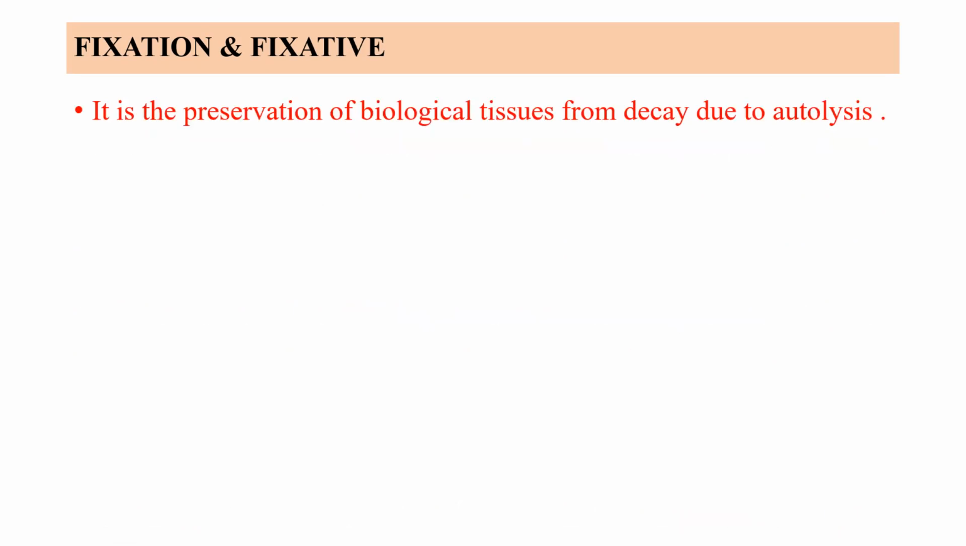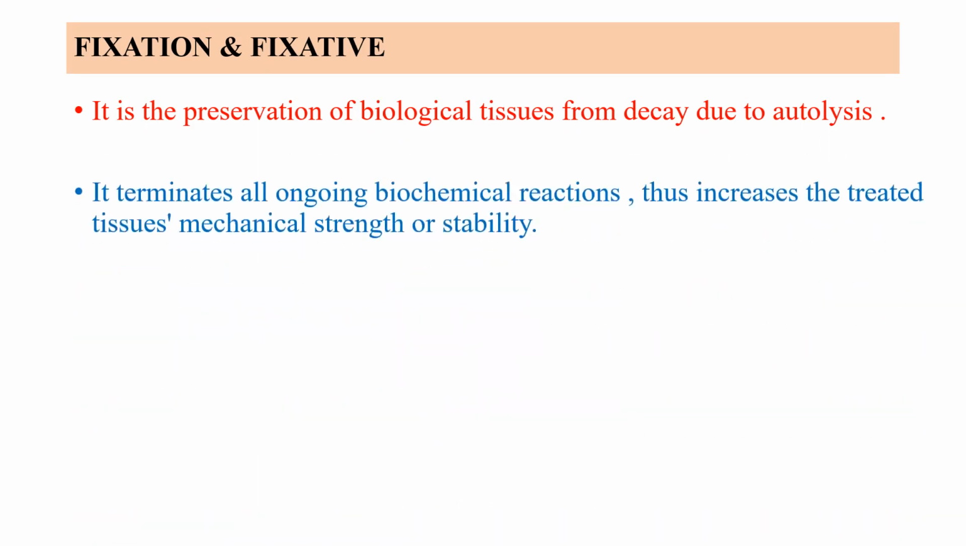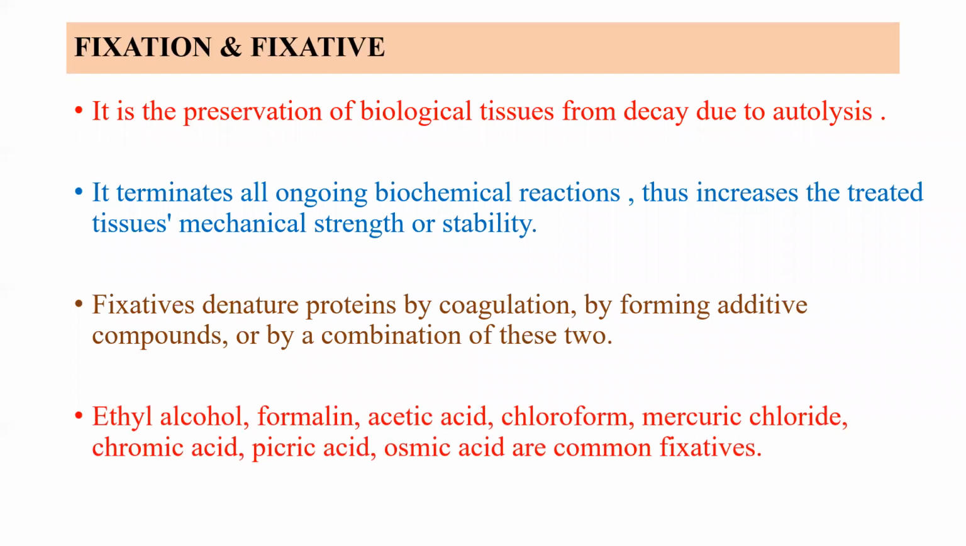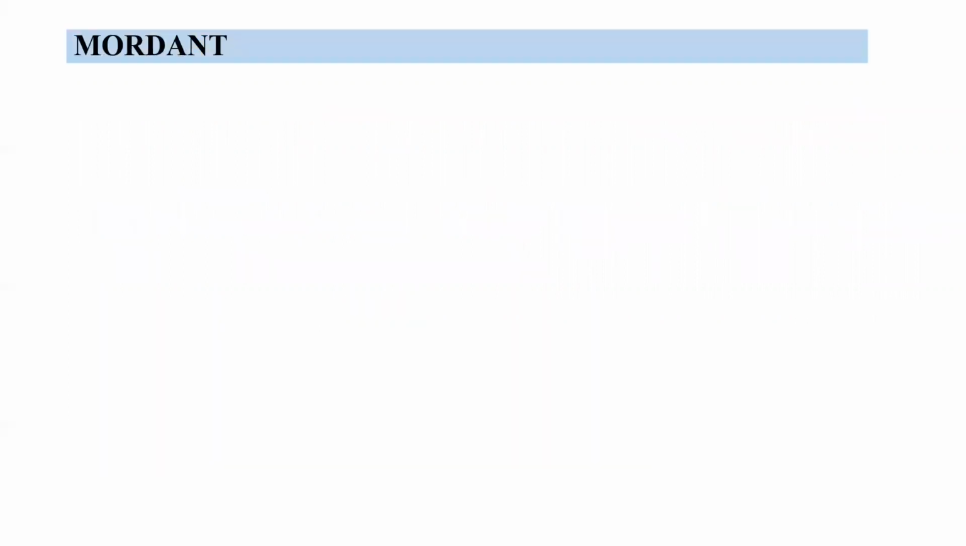Fixation is a preservation of biological tissues from decay due to autolysis. It terminates all ongoing biochemical reactions, thus increasing the treated tissue's mechanical strength or stability. Fixatives denature proteins by coagulation, by forming additive compounds, or by a combination of these two. Some common fixatives are ethyl alcohol, formalin, acetic acid, chloroform, mercury chloride, chromic acid, picric acid, osmic acid, and others.